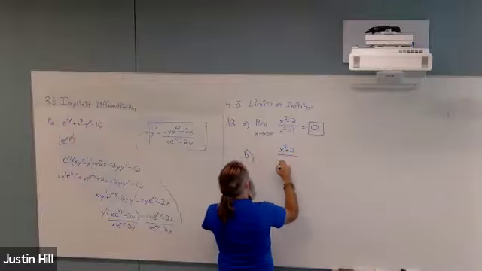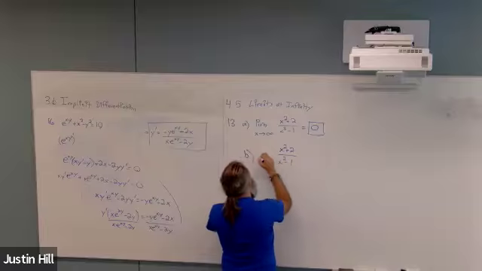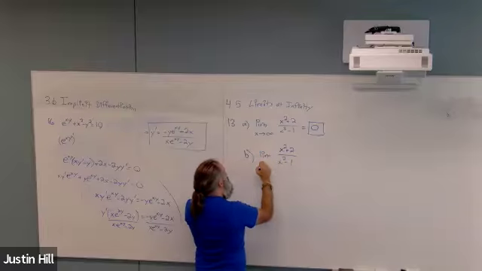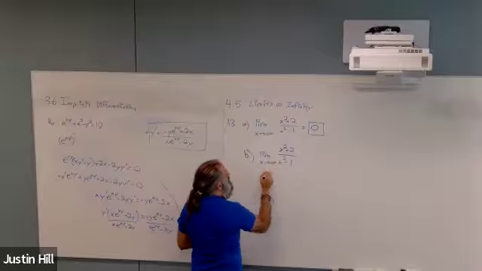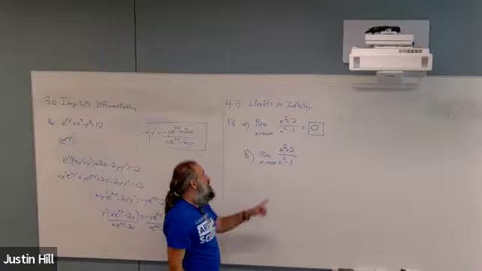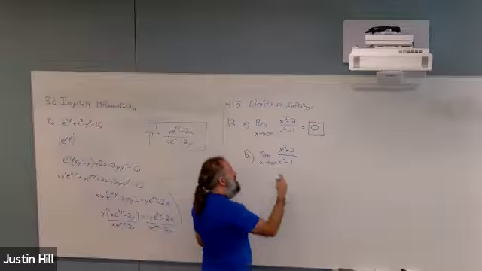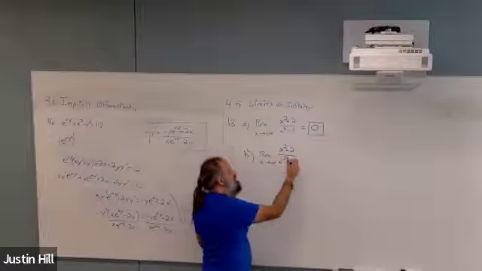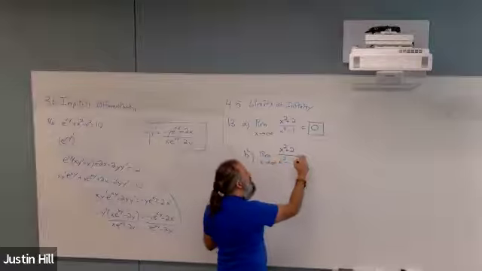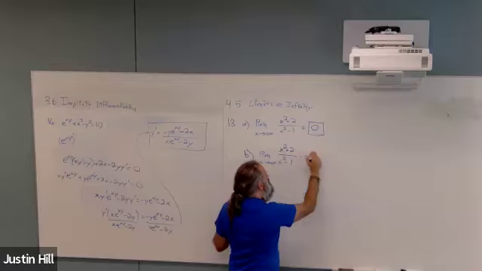What if I had x squared plus 2 over x squared minus 1? I wanted the limit as x approaches infinity, negative infinity, doesn't matter. When the powers match, what's my horizontal asymptote going to be? So it ends up being the coefficients divided by each other. 1 divided by 1 is 1. This is 1.